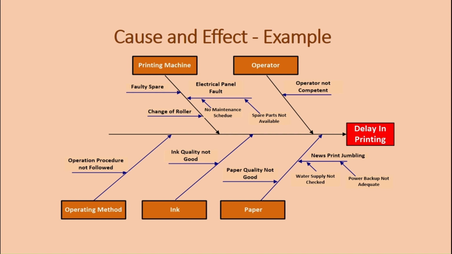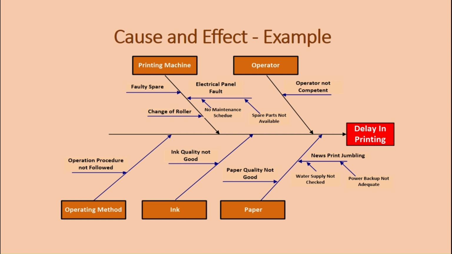These 5 major categories are operator, printing machine, operating method, ink and paper, and they could identify a few main causes under each category. For example, under the category operator, they could identify a main cause, operator not competent. Similarly, under the category printing machine, they could identify 3 main causes, which are faulty spare, electrical panel fault, change of ruler. And under the category operating method, they could identify a main cause, which is operation procedure not followed.